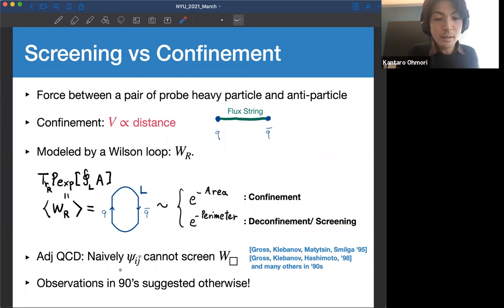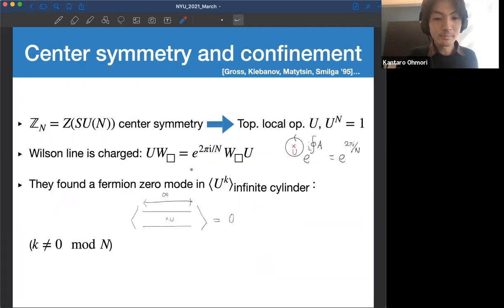And in adjoint QCD, the light matter we have is just this adjoint. So if we take this probe quark to be in the fundamental, there is nothing to screen the quark. So the naive expectation is that we get confinement in this theory. However, these papers observe that this is not the case, and it seems that there has to be screening occurring in this theory. Let me briefly explain the old papers in modern terms.